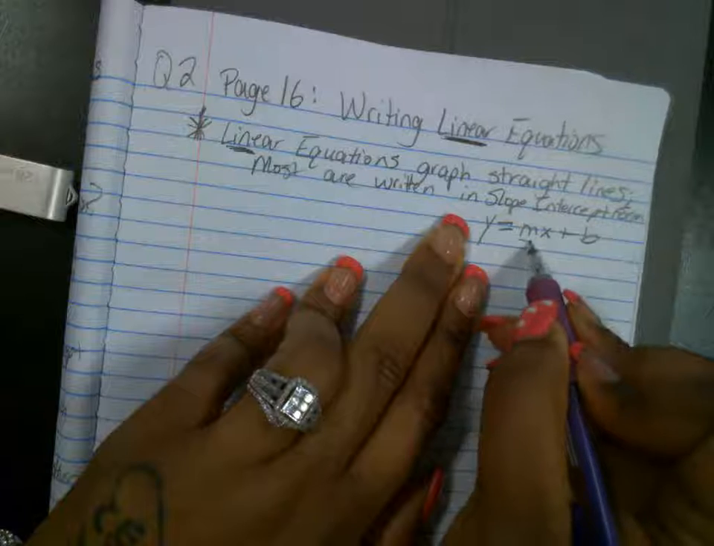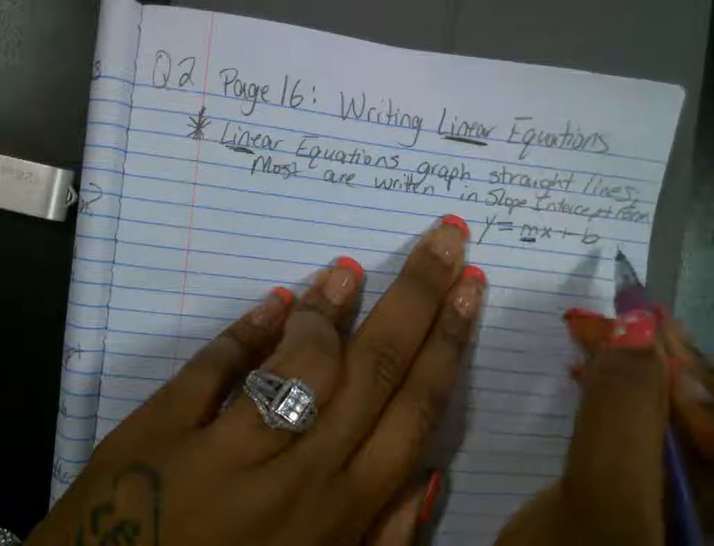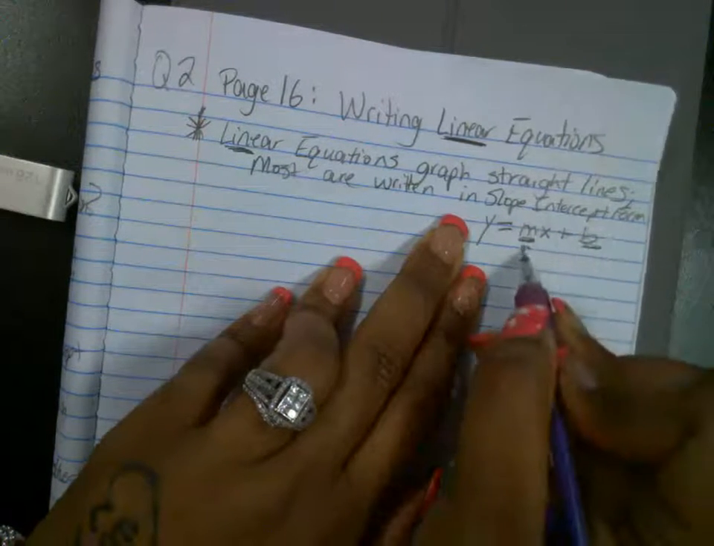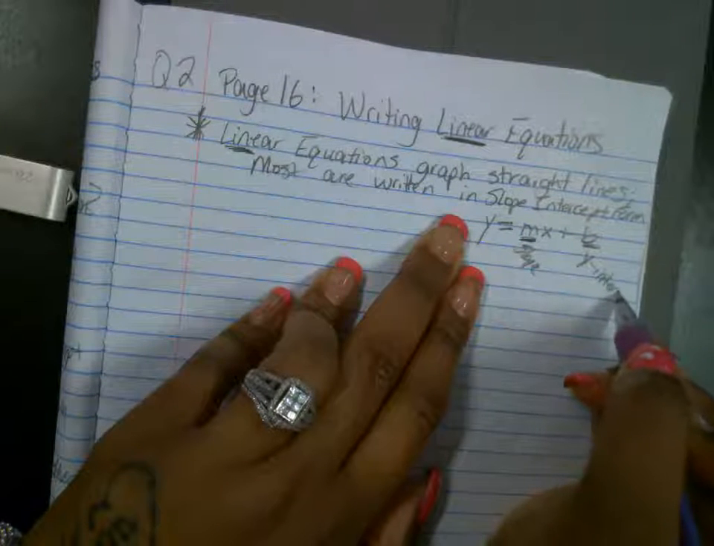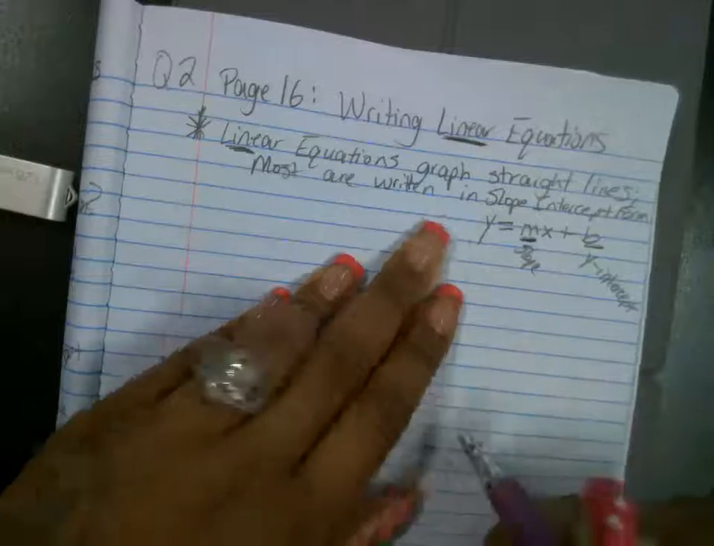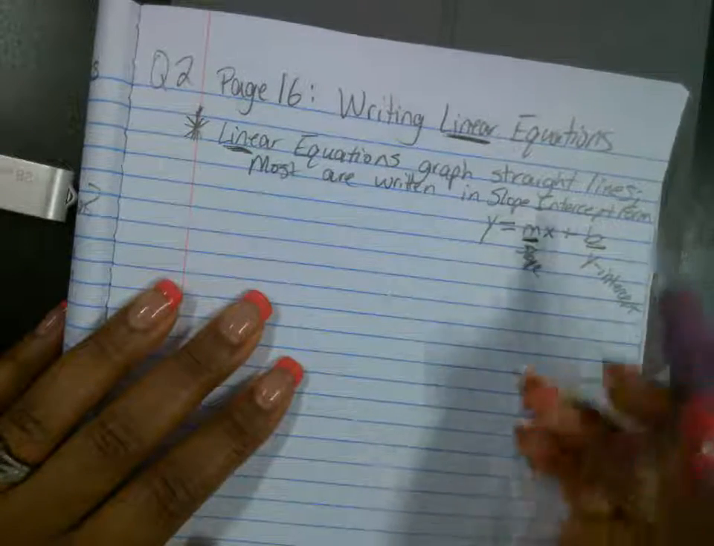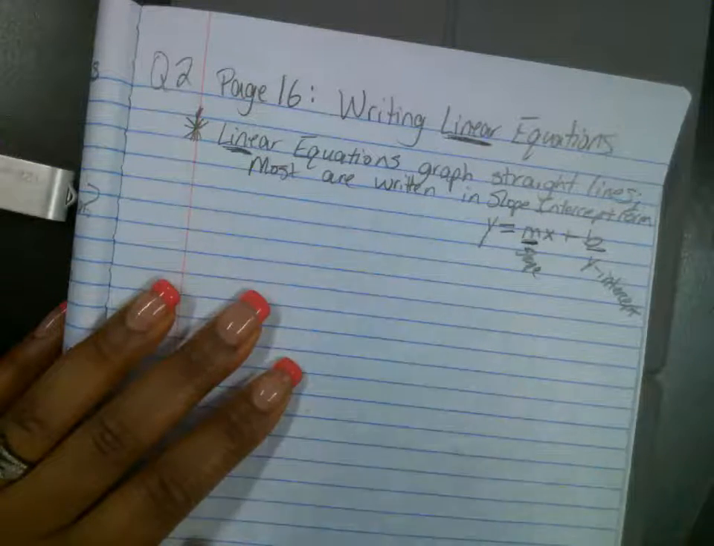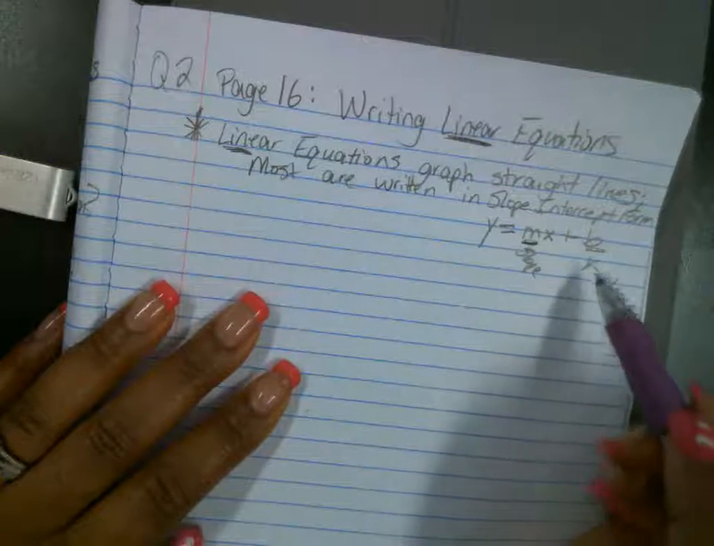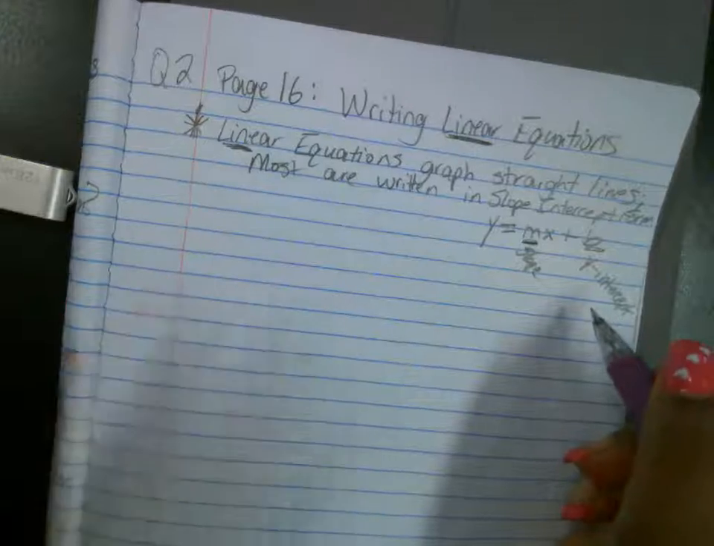So this is M. This is your slope. This is your Y-intercept. This is slope. This is Y-intercept. Okay? This is your slope. This is how steep the line is. This is your Y-intercept. This is where your line is crossing the Y-axis.